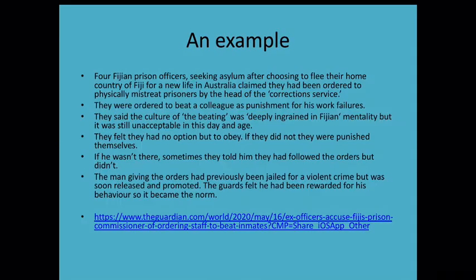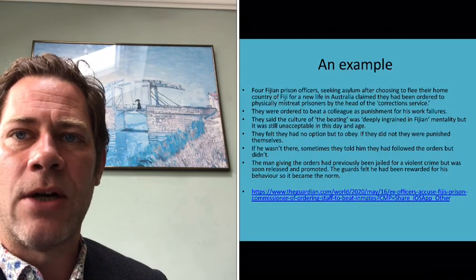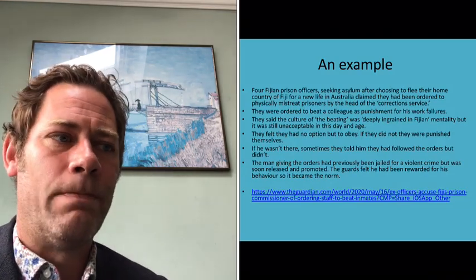If the man giving the orders wasn't present, they would sometimes tell him they had followed his orders by email, but actually didn't do that. The head of the corrections services they are accusing of giving these orders had previously been in jail himself for a violent crime, but was soon released and promoted to his position, and the guards felt that he had been rewarded for his behaviour, so it became the norm.